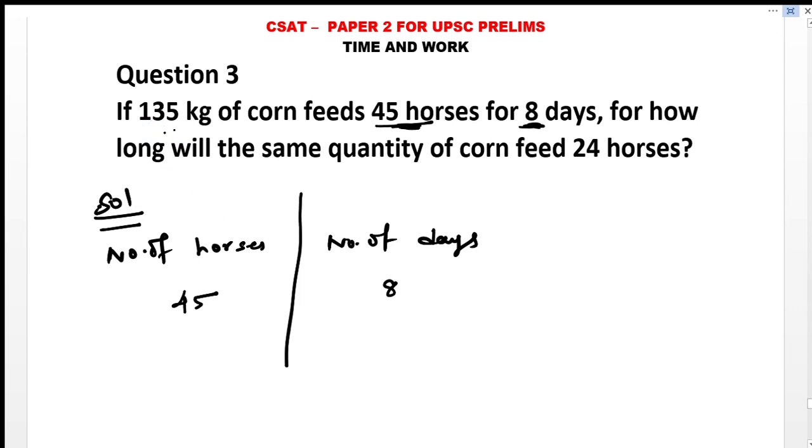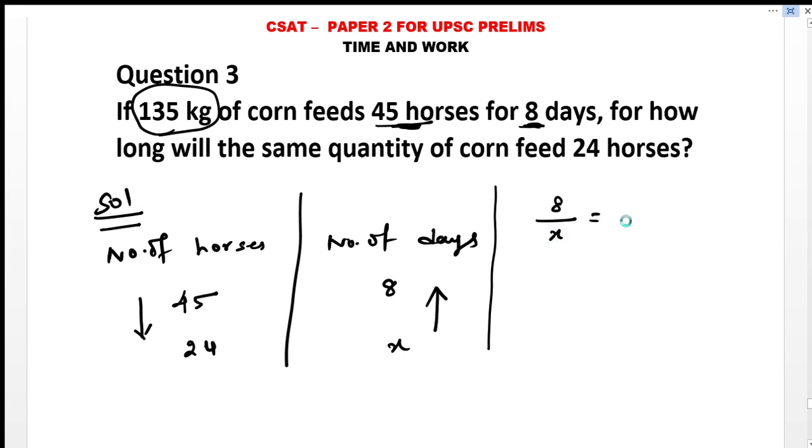Here the quantity is the same, so that is nothing but constant. How long will the same quantity of corn feed 24 horses? Here the number of horses reduces, so automatically the number of days increases. The simple logic I'm going to apply using the arrow method: the head is 8, the tail is x, the head is 24, and the tail is 45. Simply cross multiply.